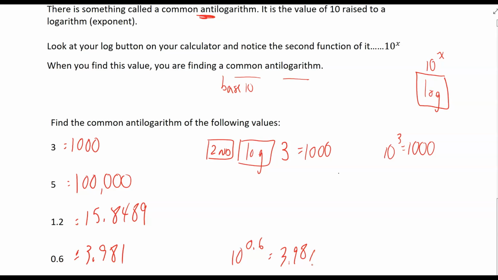All right, so that's our video on common logarithms and common anti-logarithms using the log and the 10 to the x key.